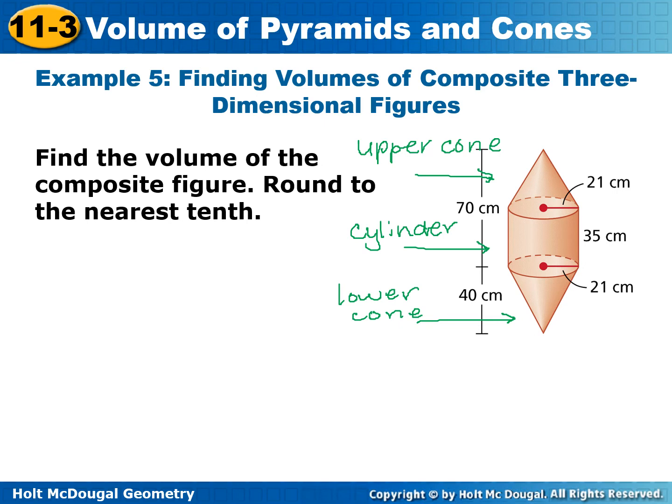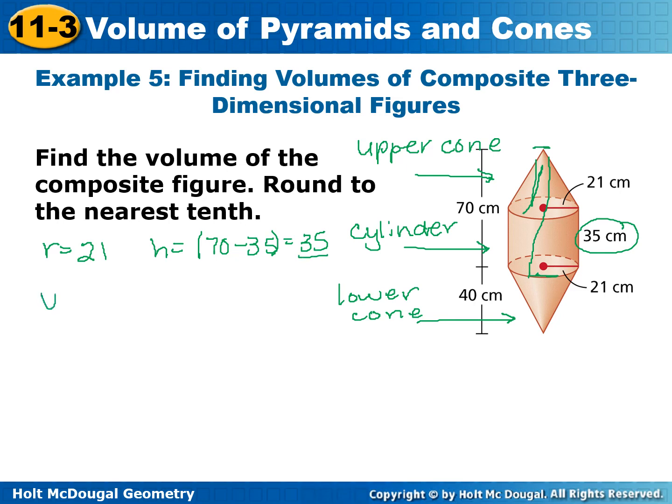This upper cone has a radius of 21. And it has a height. Well, it doesn't tell us this height, but we know that from this tip to the bottom of the cylinder is 70, and that the cylinder is 35. So the height is going to be 70 minus 35, which is 35. So now we know that the height is 35.